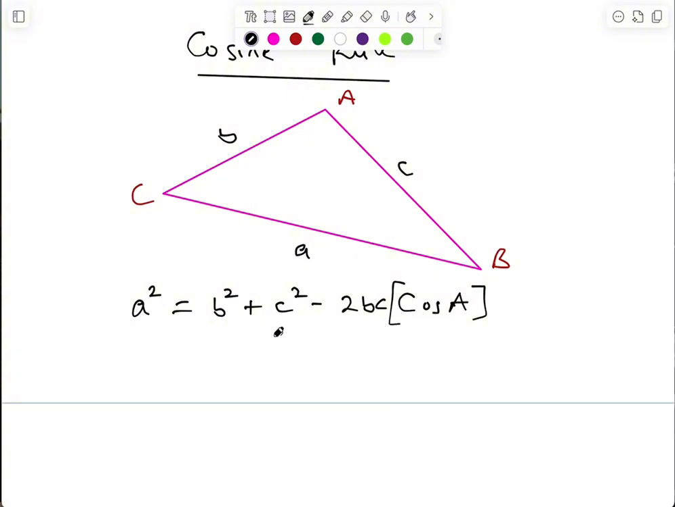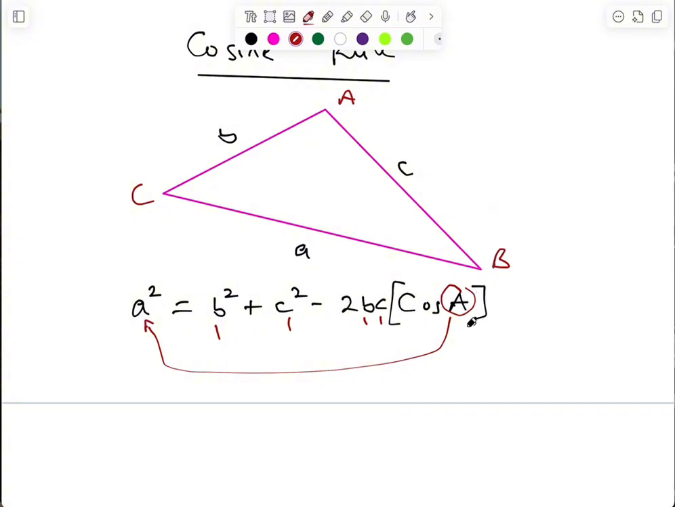So what you notice here is that if I want to look for side a, these are the conditions. If I'm looking for any side, I must know the value of the two other sides. That's the first thing. Then you must know the angle that corresponds to the side you are looking for. So that is how you use cosine rule.